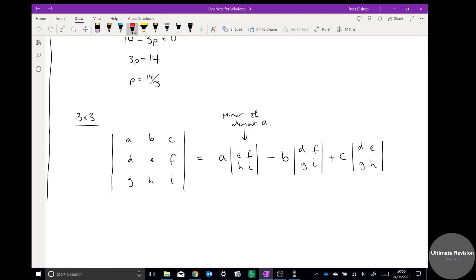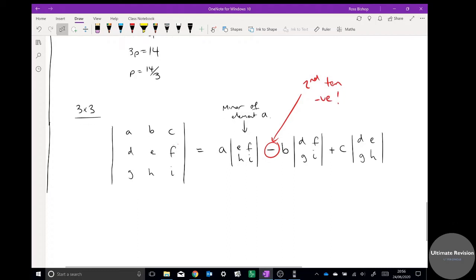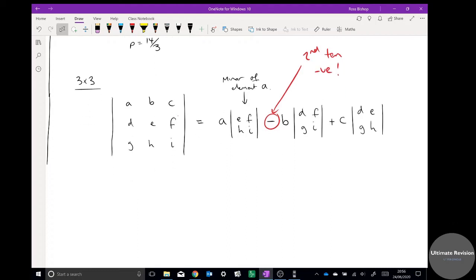This is often something that people forget. So this second term is negative. Okay. Right, let's do an example. Find the determinant of 1, 2, 4, 3, 2, 1, minus 1, 4, 3.